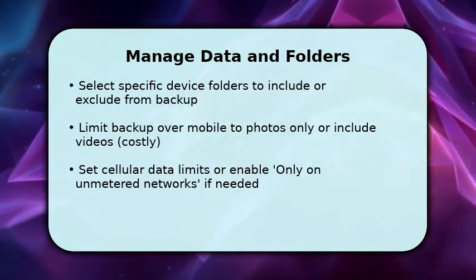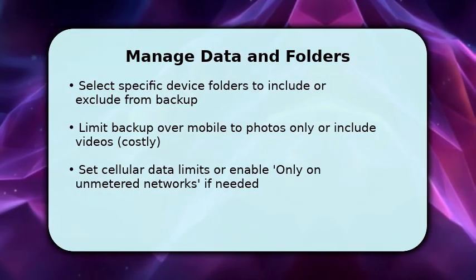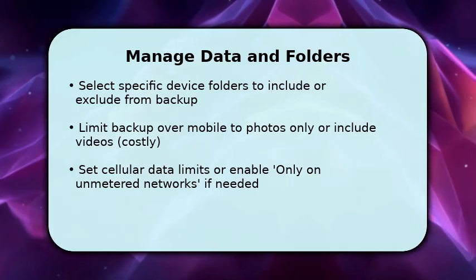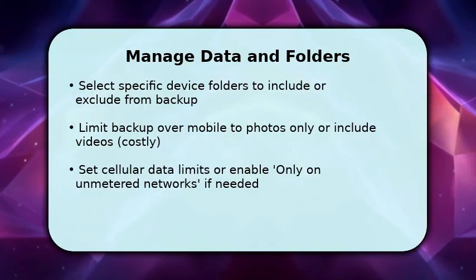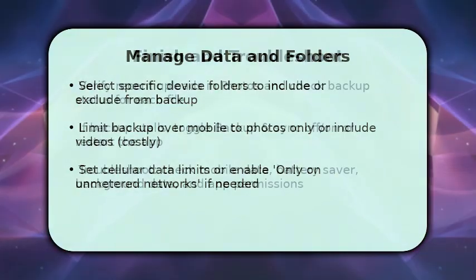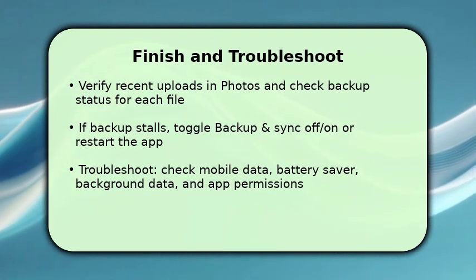Next, open cellular data usage and choose whether to allow photos, videos, or both. If you're concerned, set limits in your phone's data settings or enable warnings so backups stop before you exceed your limit. Finish by confirming uploads. Open Photos and check the backup status at the top or view individual images for the cloud icon.